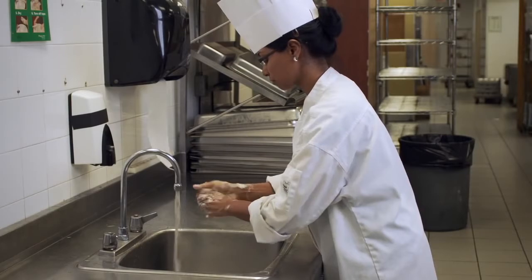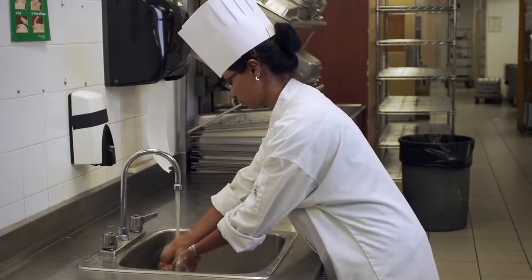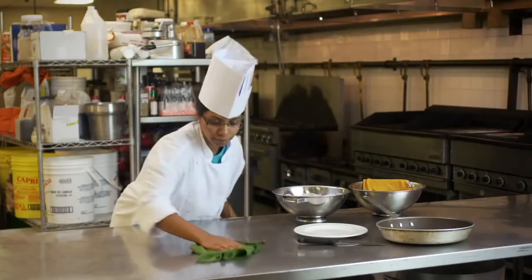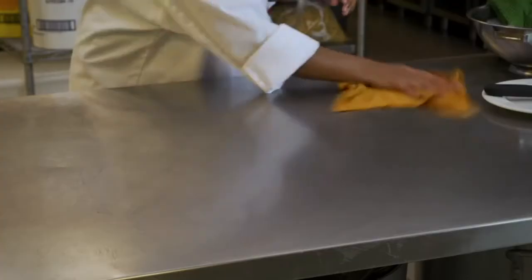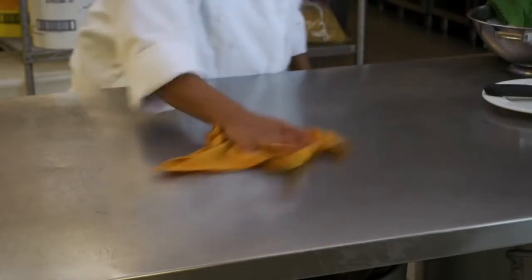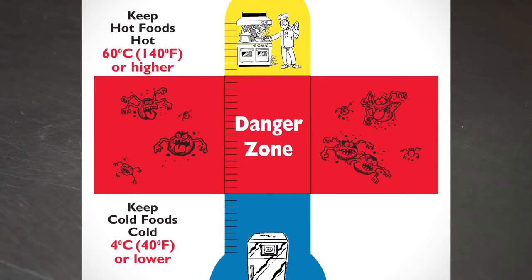When preparing the chicken, the employee washes his or her hands before and after handling food. Also, all work surfaces, utensils, and equipment must be cleaned and sanitized before and after working with food. Remember, hazardous foods such as chicken cannot be in the temperature danger zone, which is between 4 degrees Celsius and 60 degrees Celsius, for more than 2 hours.